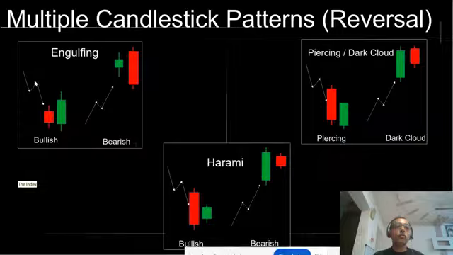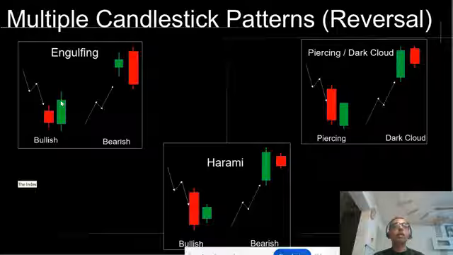So price was falling down. This arrow indicates that the price was falling down. There was a small spinning top like candle formed, and then a big green candle was formed, which engulfed the body as well as the wick of the previous candle, right? So this is a relatively larger green candle. This indicates that there would be a reversal in the price, right?